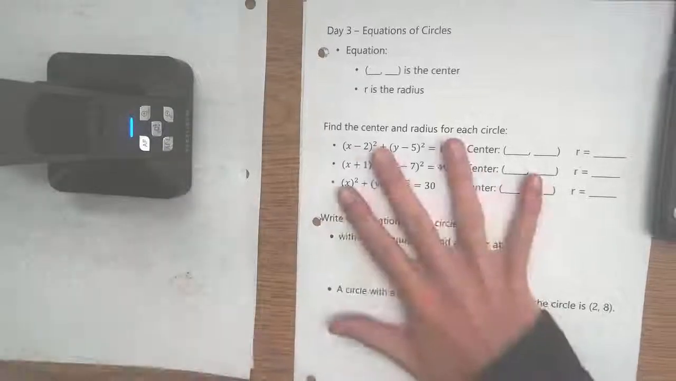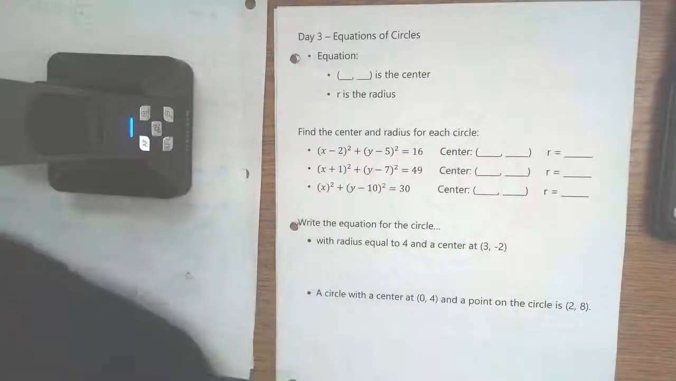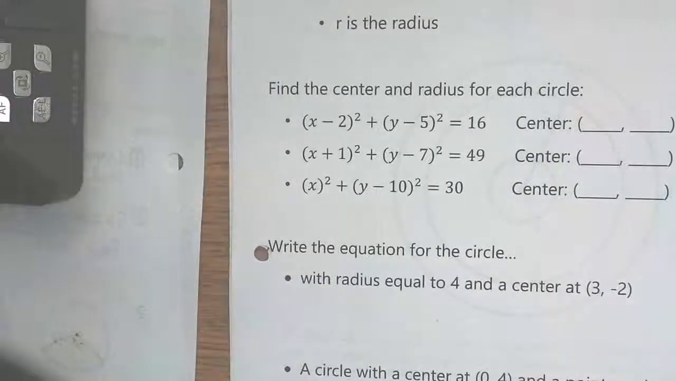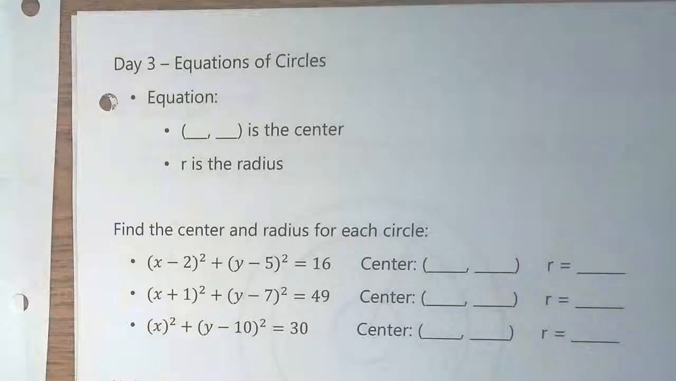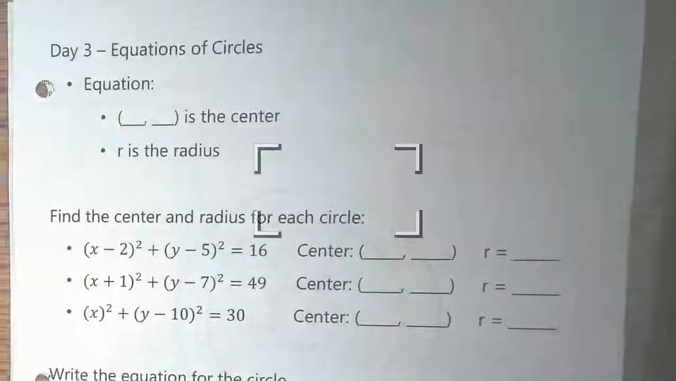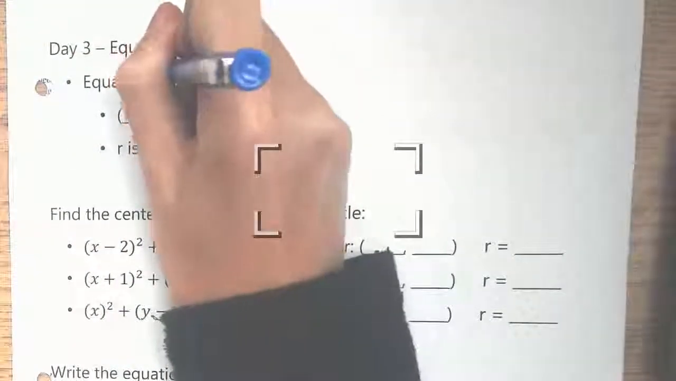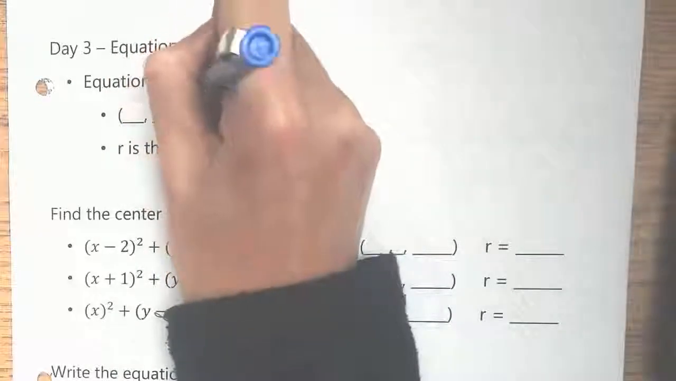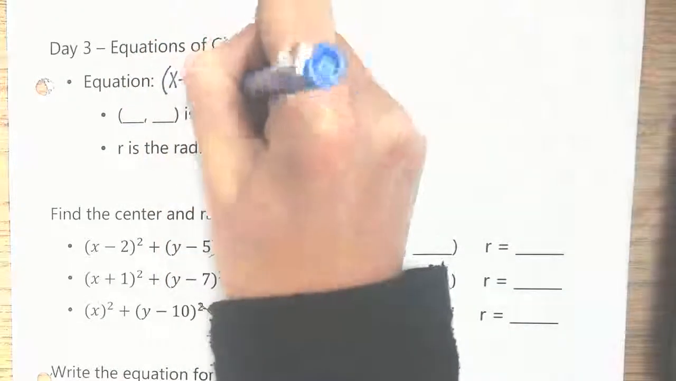Okay, so today we're going to talk about equations of circles. This is in the coordinate plane, and it's day 3 of section 12/13. So we have an equation for a circle in the coordinate plane. It's going to look different than anything you've probably ever seen before, so I'm going to write it down first.